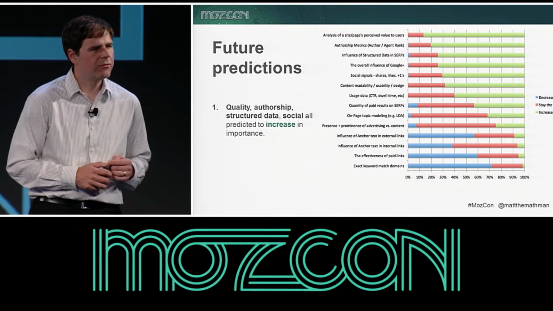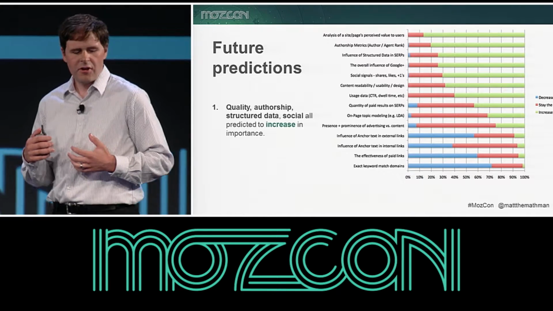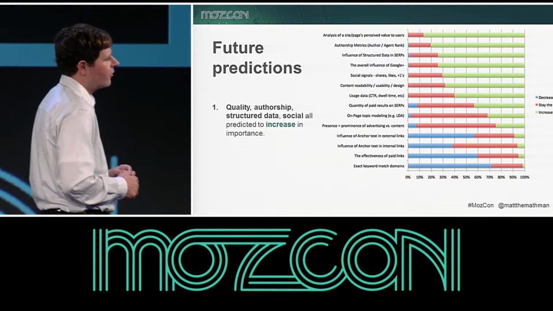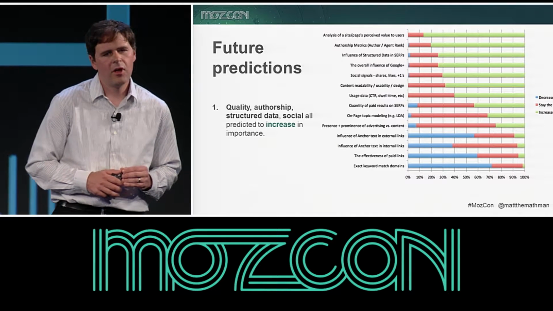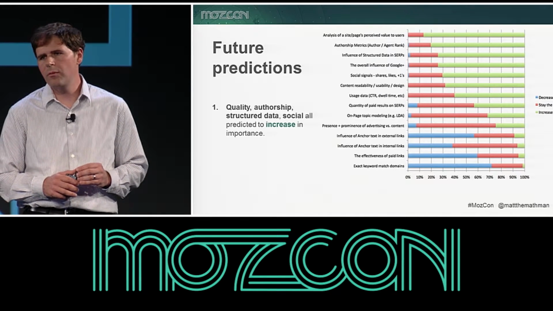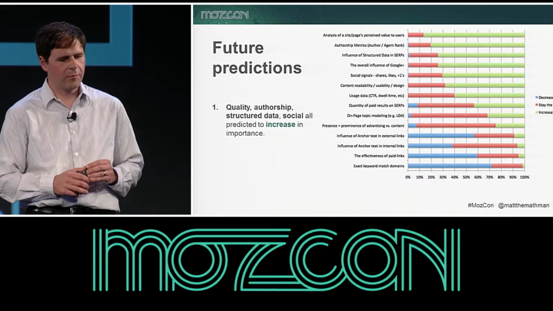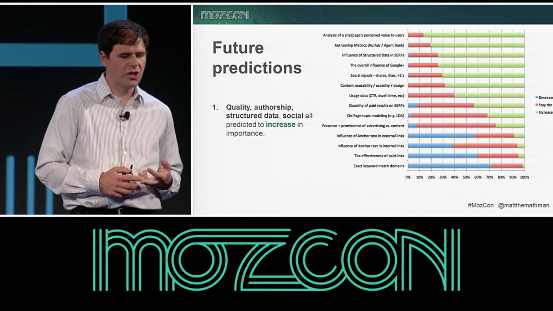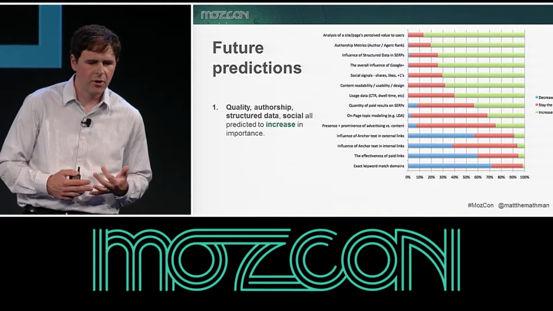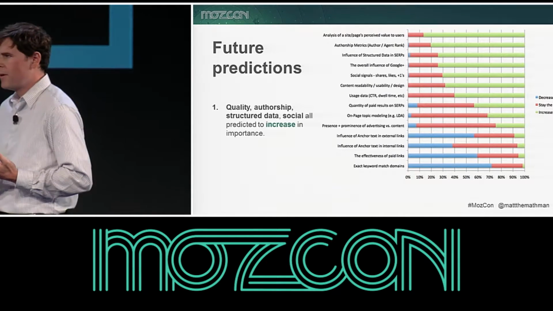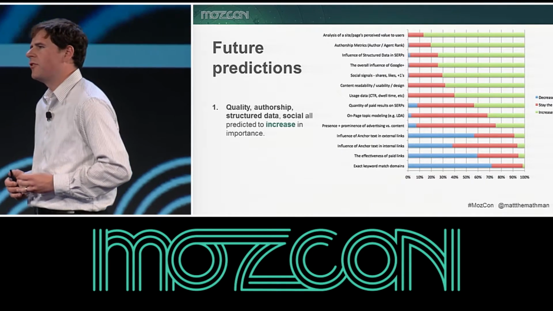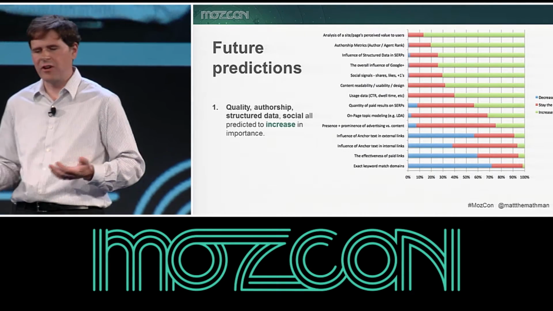And then finally, some future predictions. This is, again, from the survey from this year. We'll see something very interesting here. So these top few bars are the factors that SEOs think will increase most in importance over the next couple of years: perceived quality to users, authorship, structured data markup, social importance. All things that basically reflect perceived value to users, how important this page, this site is to users.